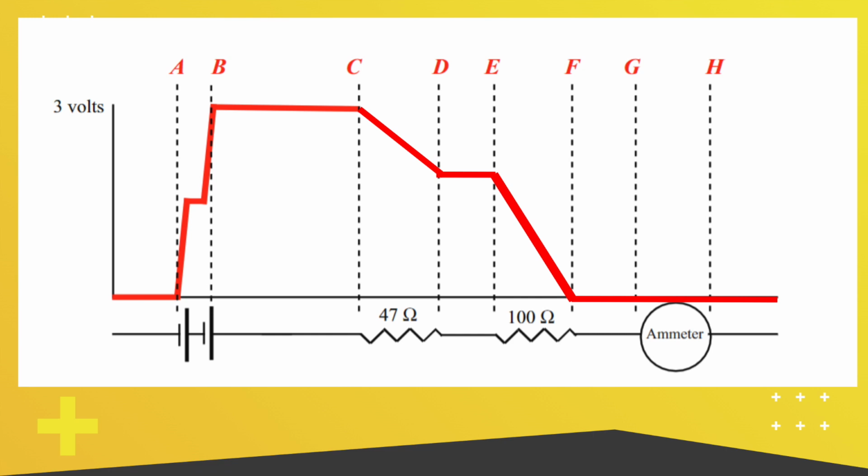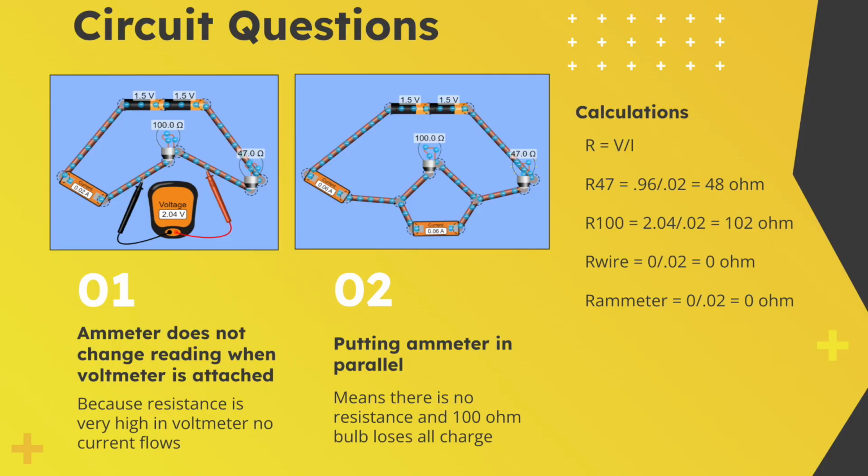There is no change in the potential energy over the ammeter because there is no resistance in the ammeter to change the potential energy. Once again, the ammeter does not change reading when the voltmeter is attached because the voltmeter has such a high resistance that no charge flows through the voltmeter. Furthermore, putting the ammeter in parallel does change the circuit because the ammeter has 0 resistance, and so the electrons choose that path instead, making the 100 ohm resistor go dark.